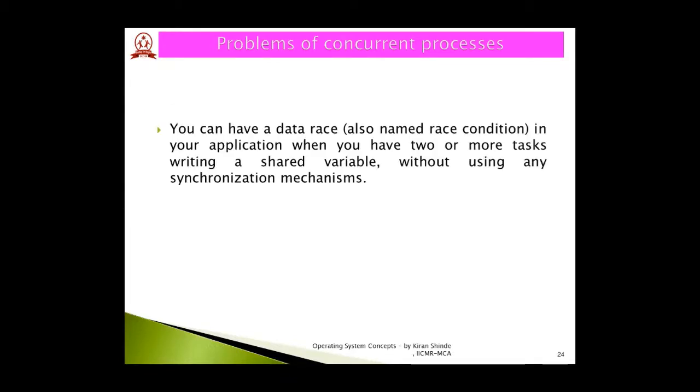You can have this particular problem which is called a data race, or also a race condition, from the database management system perspective. In your application, when you have two or more tasks writing a shared variable without using any synchronization mechanism. It means when there is a resource which is getting shared by more than one process, and the processes are trying not only to share, but to modify that shared resource at the same time, the problem which will arise is called a data race.